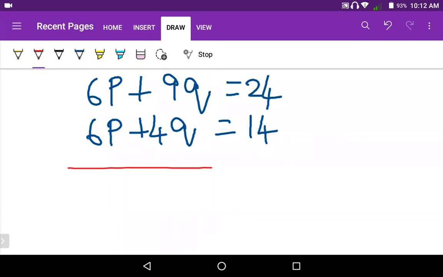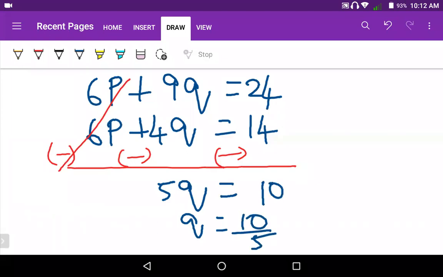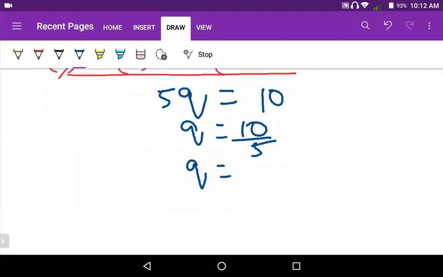Now let us change the signs for this. Minus, minus and minus. And in that you can cancel plus 6p and minus 6p. So what is remaining with us? Remaining is 5q. 5q is equal to 10. Q is equal to 10 by 5. So what do you get? Q is equal to 2.